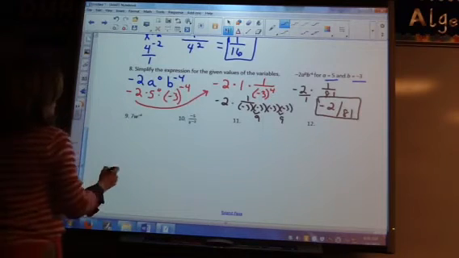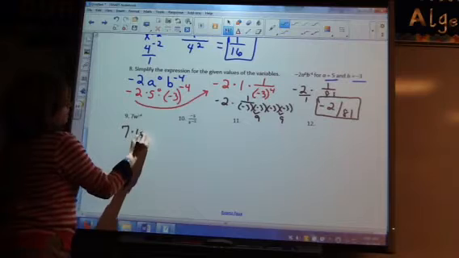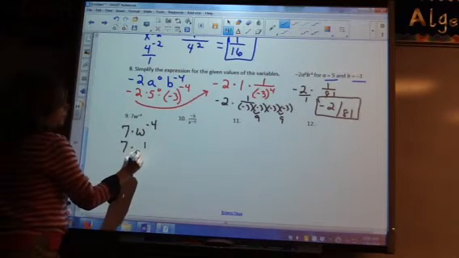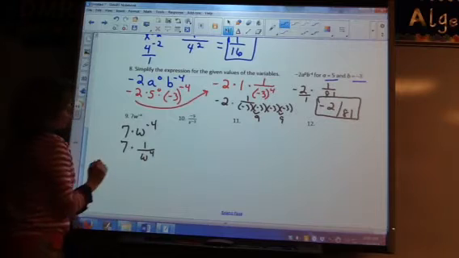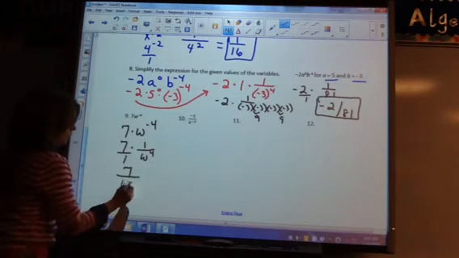Okay, number 9. 7 times w to the negative 4th. So that's 7 times 1 over w to the 4th, which is 7 over w to the 4th.